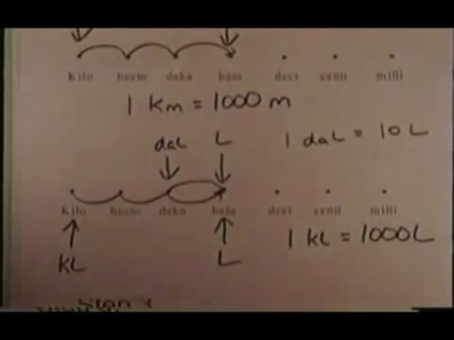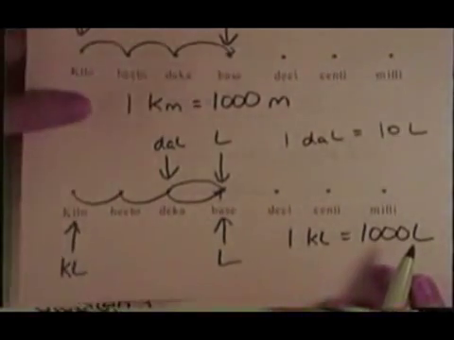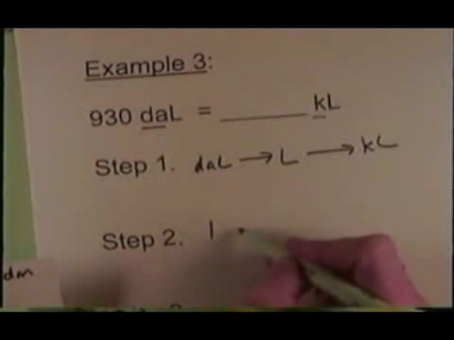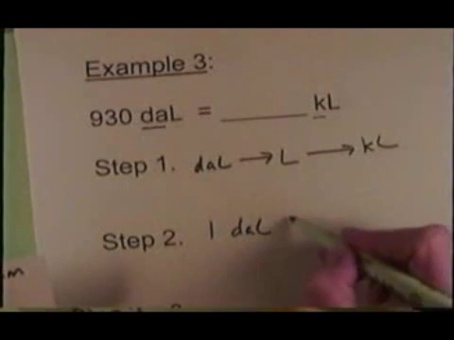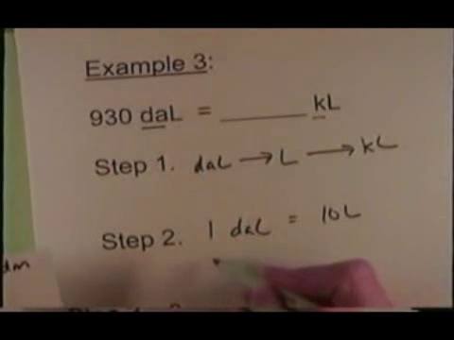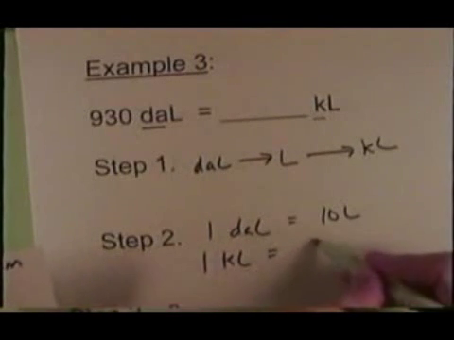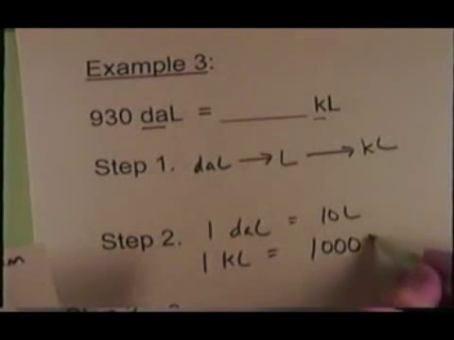So those are my 2 conversion facts that I need. So I'm going to copy those over here. 1 decaliter is equal to 10 liters. 1 kiloliter is equal to 1,000 liters.